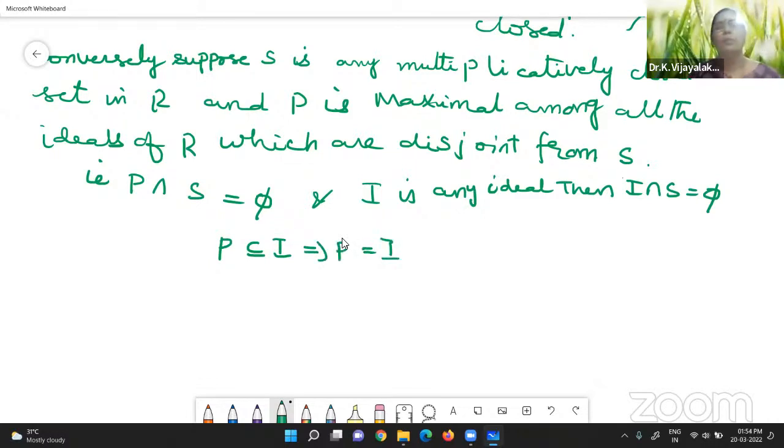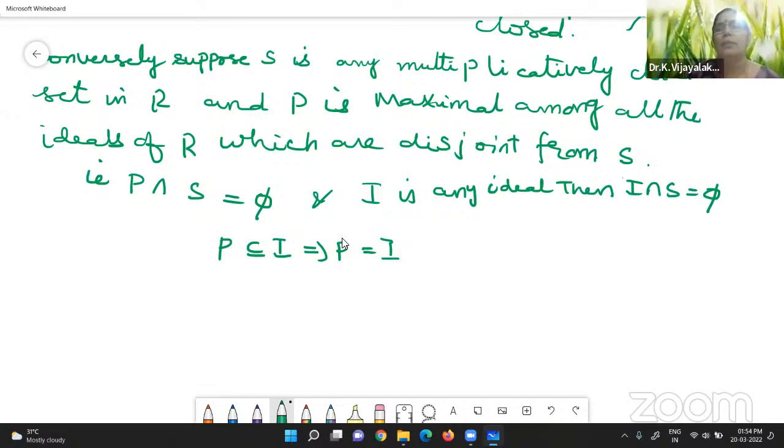This is what you mean by P is maximal among all the ideals of R which are disjoint from S. That means there is no ideal between P and I, and if P is a subset of I, then definitely you will have P equal to I.